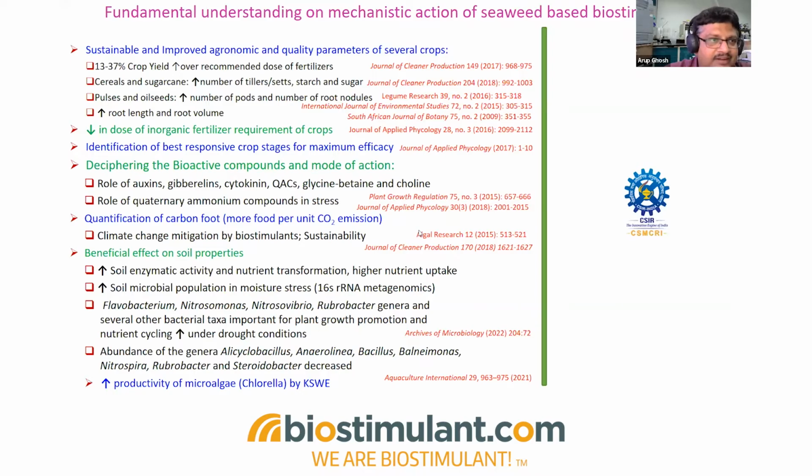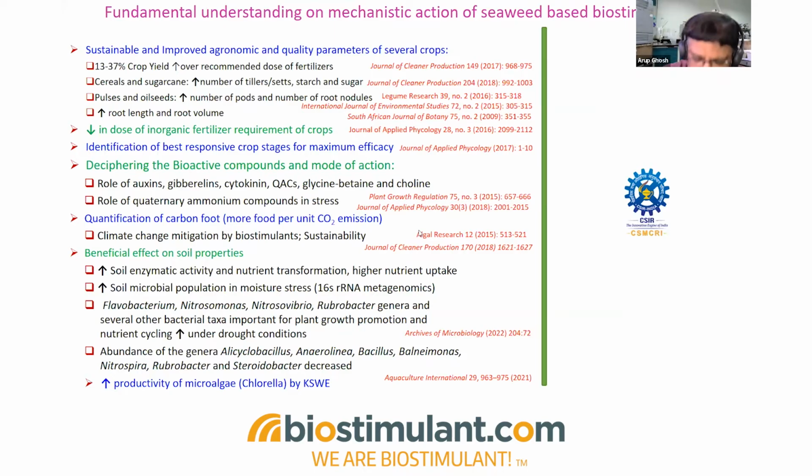So overall, you can see that we have a clear increase in crop production over and above the recommended dose of fertilizers. In cereals, we saw that the number of tillers or sets and the starch and sugar content especially improved. In pulse crops, we found that the number of pods and number of root nodules improves. Invariably there is an increase in root volume and root length by application of the seaweed biostimulants. We can reduce the inorganic fertilizer dose by 25%. We also identified the best responsive crop stages for achieving maximum efficiency.